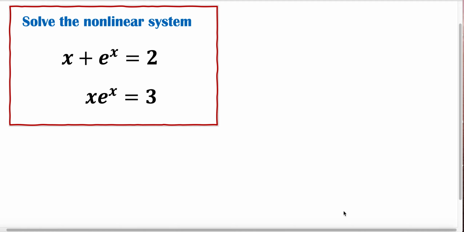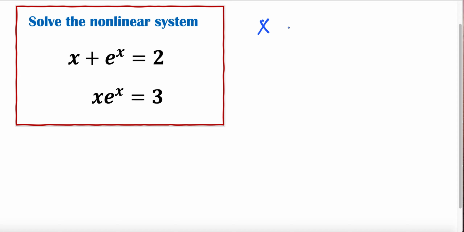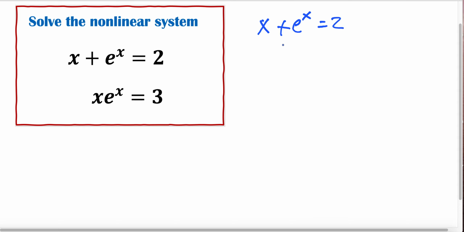Linear system of equations. So we have the given equation here. Let me start and let me rewrite. I have here x plus e to the power x is equal to 2, and the other equation is x e to the power x is equal to 3. So we want to solve these nonlinear equations.